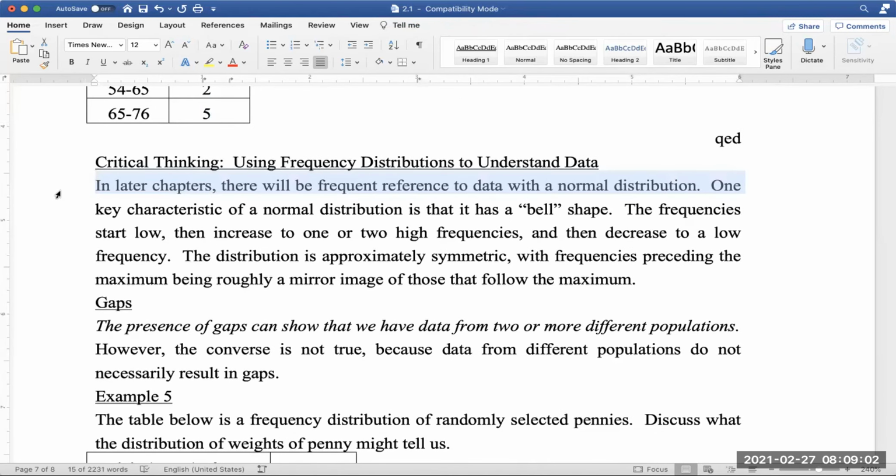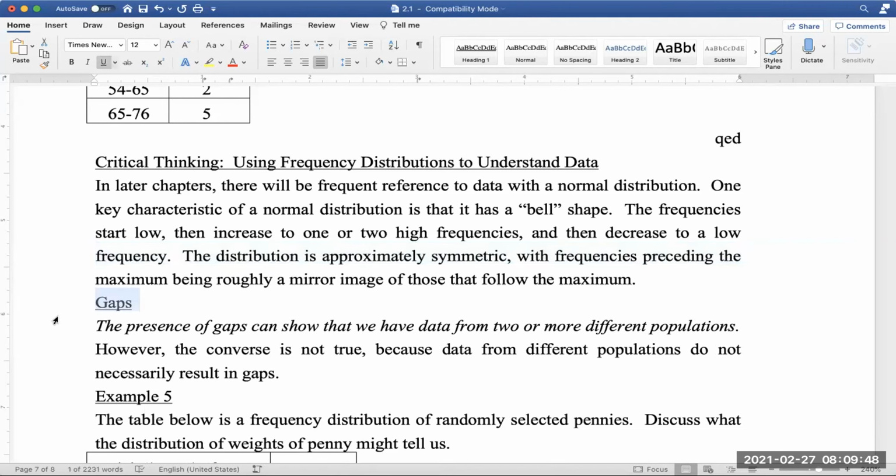In later chapters, you'll be looking at distributions that are important, such as the normal distribution. One key characteristic of a normal distribution is that it is bell-shaped. The frequencies will start low, then increase to a high value, and then decrease to a low frequency. The distribution will be symmetric, with the upper half a mirror image of the lower half.